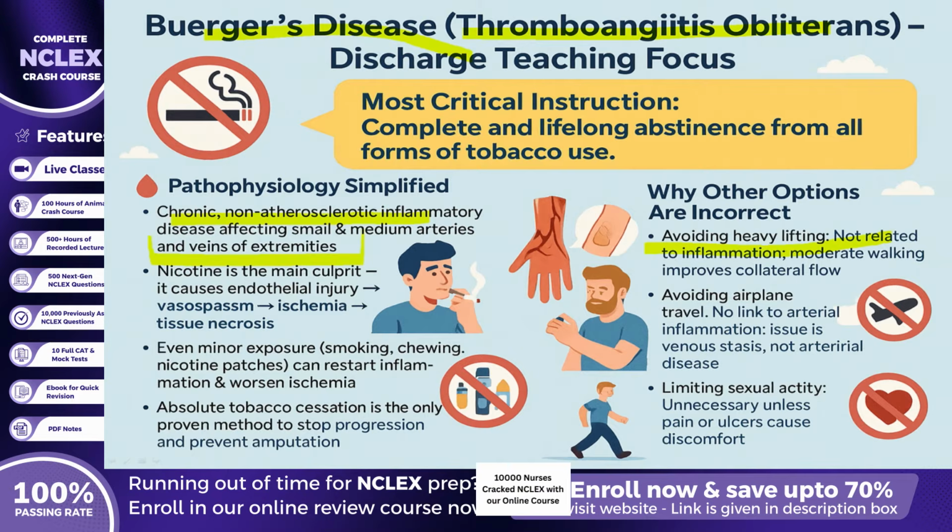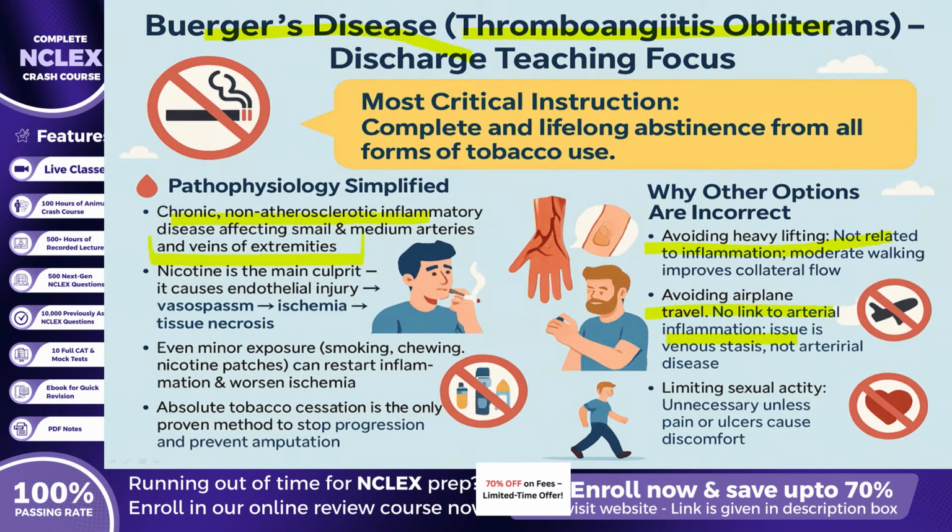Moving to option C, avoiding airplane travel for long distances is unnecessary because air travel does not directly affect arterial inflammation. The concern during long flights is venous stasis and dehydration, which can be prevented by ambulation, hydration, and compression stockings. The pathology in Buerger's disease is arterial, not venous, making this restriction irrelevant.